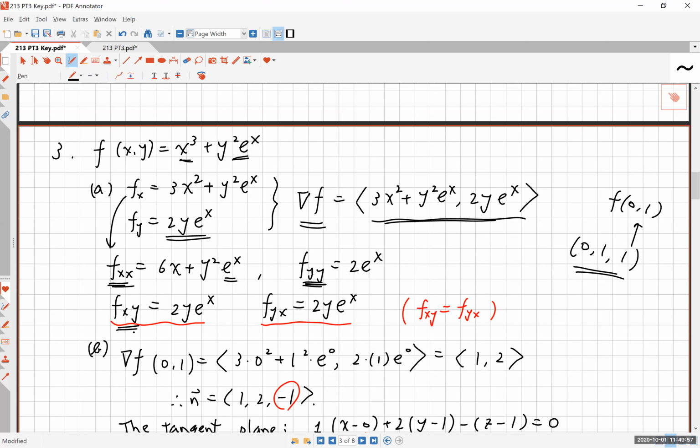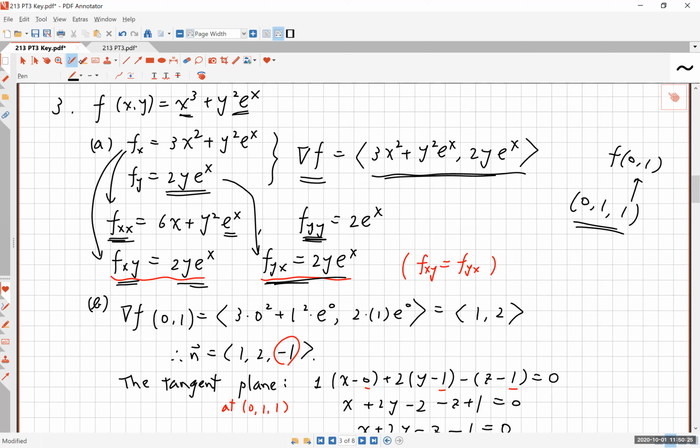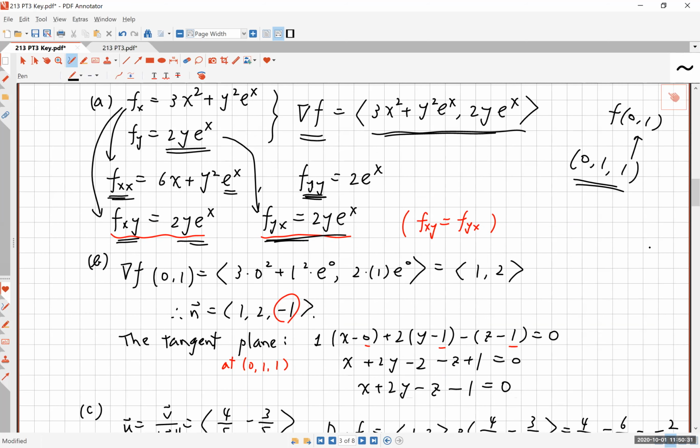The mixed partials are fxy, which is to take the derivative of this with respect to y. And of course, the first part disappears. The second part becomes 2y times e to the x. For this one, you take the partial fy and take the partial of that with respect to x. And of course, that doesn't change. And notice here, these two are the same, as we expect, okay? Because that's what the theorem tells us for most of the functions, nice functions, functions where the partials are continuous functions.